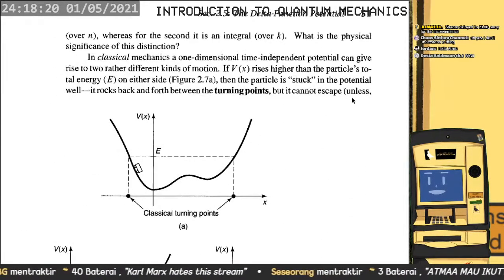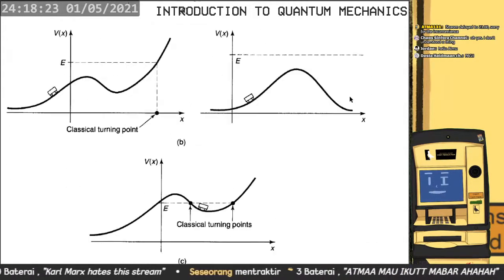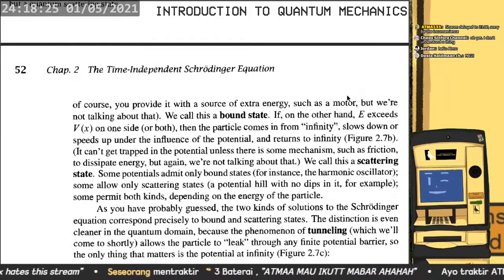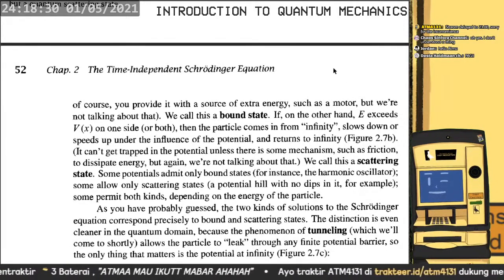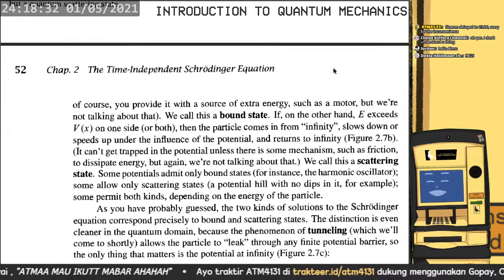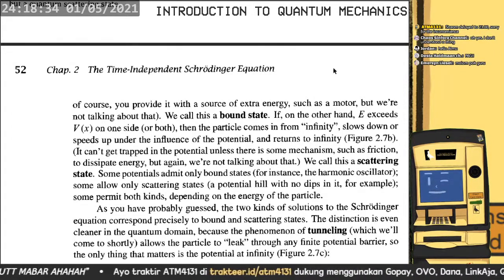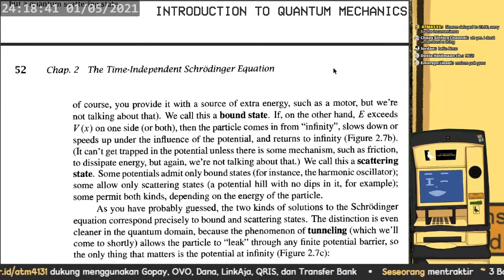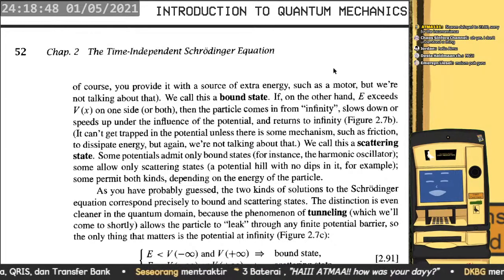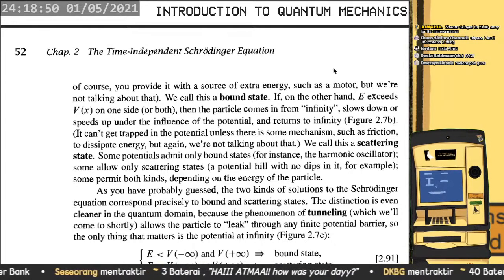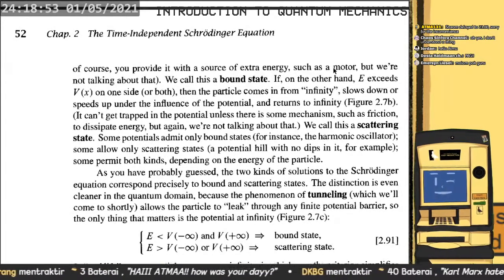Unless, of course, you provide it with a source of extra energy, such as a motor. But we are not talking about that. We call this a bound state. If, on the other hand, E exceeds V(x) on one side or both, then the particle comes in from infinity, slows down or speeds up under the influence of the potential, and returns to infinity. It can't get trapped in the potential unless there is some mechanism such as friction to dissipate energy, but again, we are not talking about that.